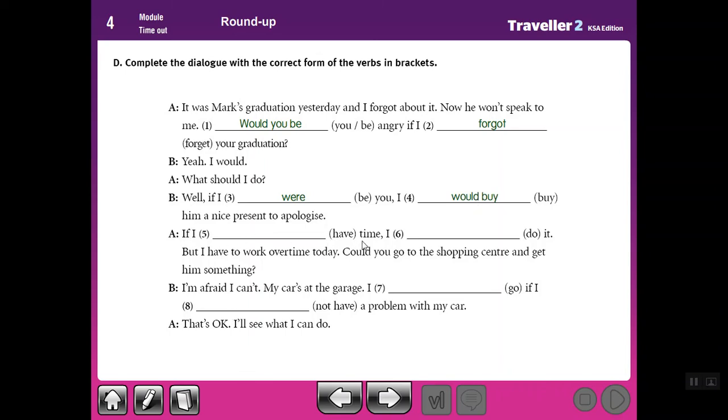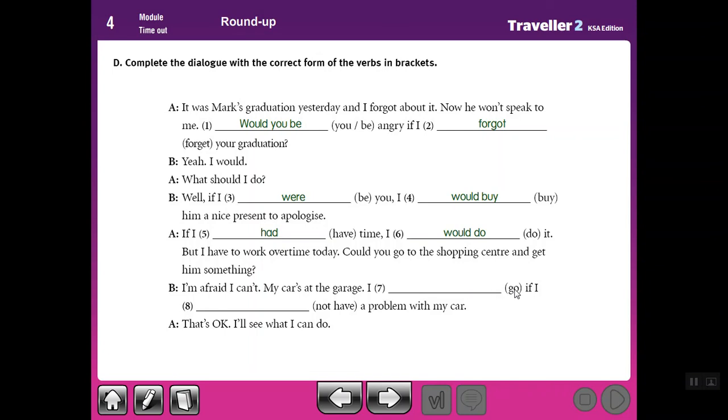A: If I have time, if here. The past simple tense of have is, yes, you are right, had. If I had time, I, yes, would or could do. You are right, would do it. But I have to work overtime today. Could you go to the shopping center and get him something? B: I'm afraid I can't. My car is at the garage.